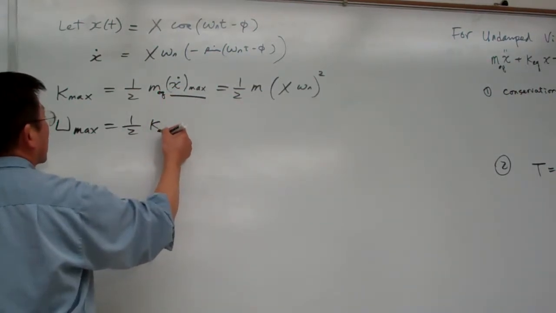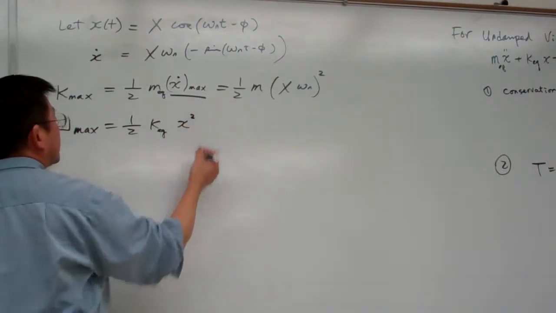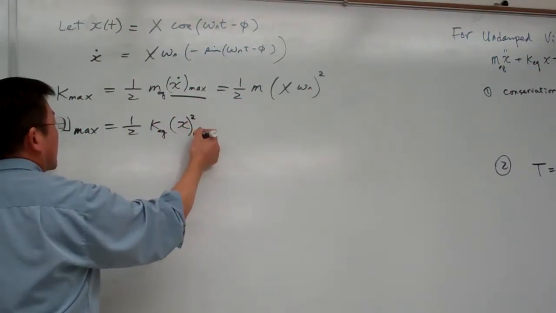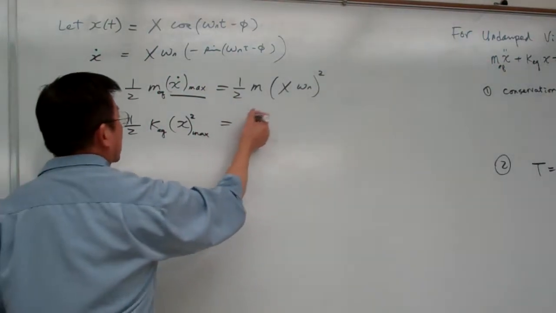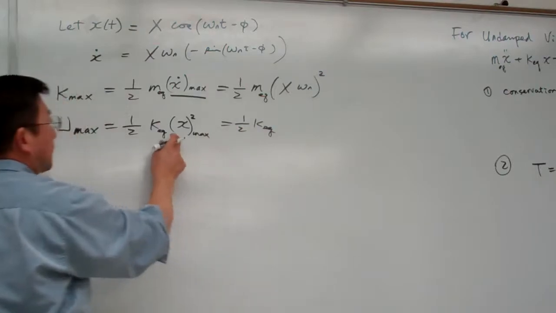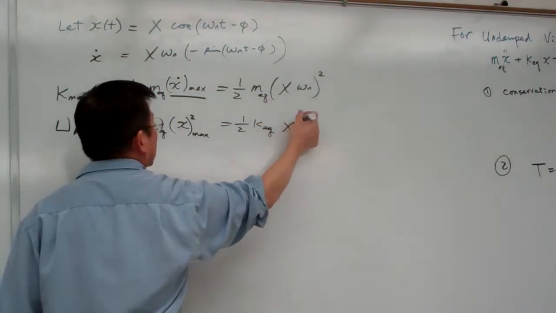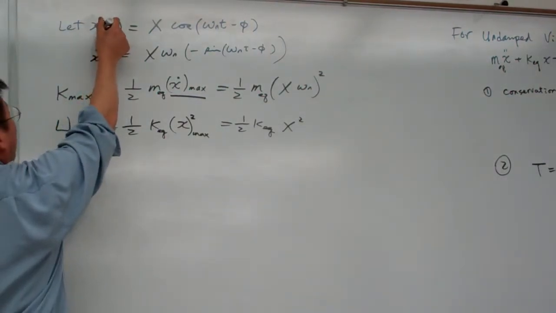Okay, and now we look at the maximum potential energy. Let me just use m equal m eq, okay? So the kinetic energy is proportional to x squared. And what is the maximum? The maximum value happens at the maximum displacement, so 1/2 k eq x maximum squared. So what is the maximum x? The maximum x simply is capital X, right? Because you can see the maximum value.